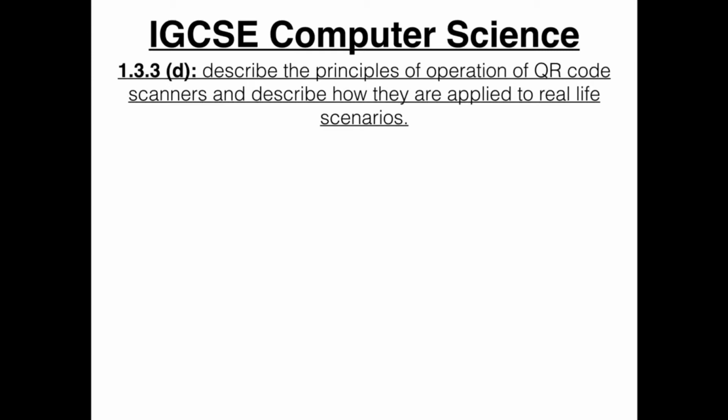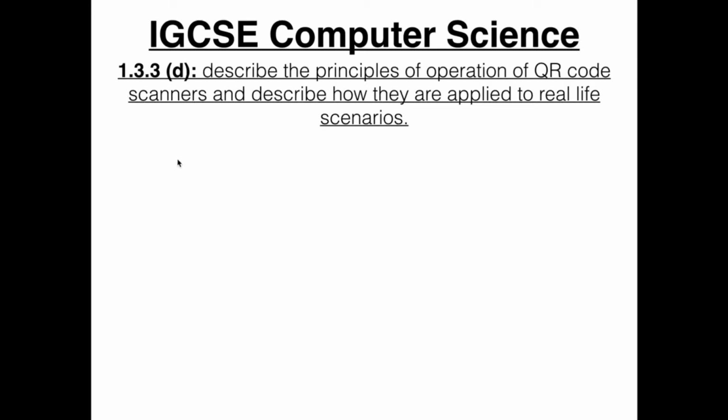Hi GCSE Computer Science. This is syllabus statement 1.3.3D, and we are looking at QR code scan. There are quite a lot of scanners in this topic, aren't there? The next video should be not scanners. It's going to be digital cameras, actually, followed by keyboards, mice, microphones, touch screens, a few other things, and then we move on to output devices.